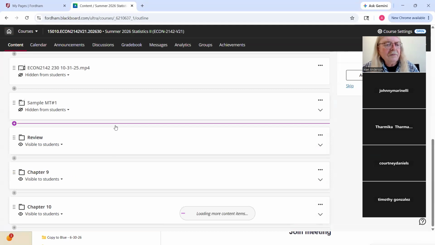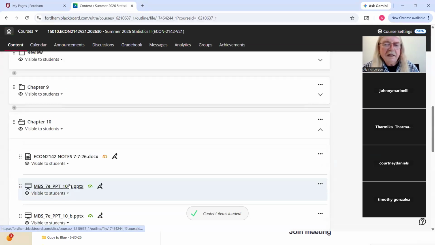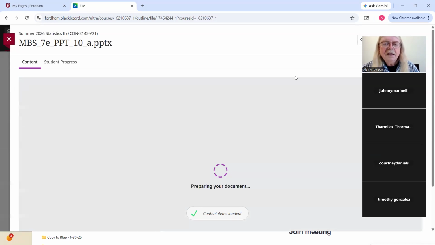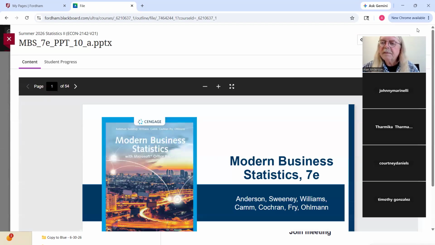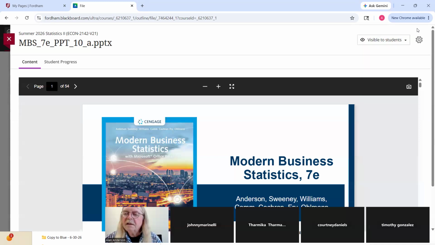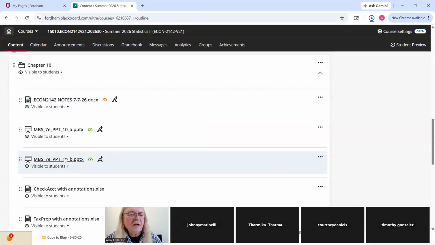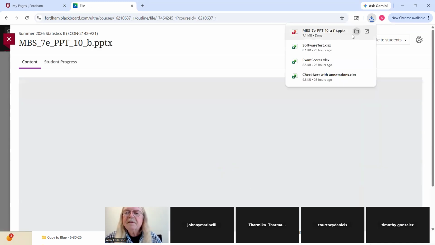So let's see what's in here. There's two parts to 10, 10A and 10B. 10A is largely but not completely done, and if you remember, we left off with our discussion about matched pairs. It's a special type of hypothesis test. And then in 10B we're going to focus our attention on not two means, but two proportions.